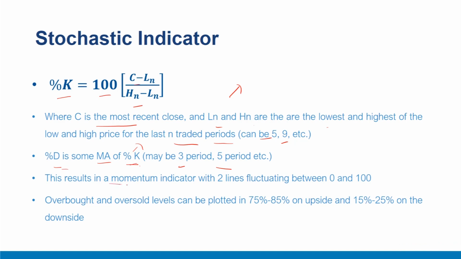So this results in a momentum indicator with two lines, %K and %D, fluctuating between 0 and 100. The measure is bounded between 0 and 100, and one can set up overbought and oversold levels at 75 to 85% and higher on the upside and 15% to 25% and lower on the downside. Let's see how this works.